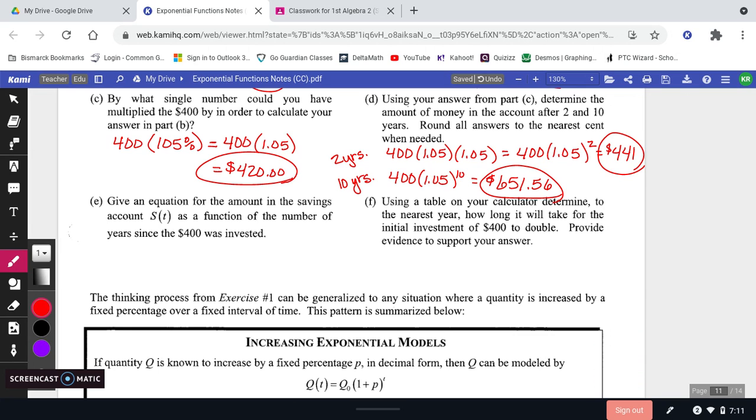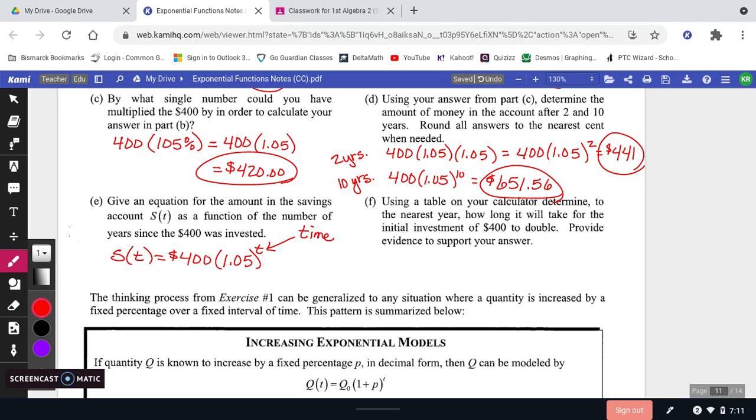Part E: give an equation for the amount in the savings account, S of T, as a function of the number of years since $400 was invested. That's that same concept we just used in part D. We're just going to formalize it into an equation. Many times you will see T used when you are working with compound exponential growth and exponential decay models. Many times T will stand for years, but depending on your situation, it could be days, weeks, hours, minutes.